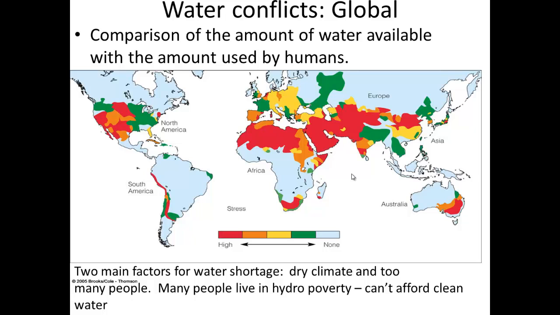Since water is such a limited resource, we're actually starting to see global conflicts. This map shows the red regions, meaning areas that have high stress for water or global conflicts, and then the blue region means none. If you look at the United States, it's our region that is in high conflict for water, as well as you can see North Africa, the Middle East, and parts of Asia and Australia.